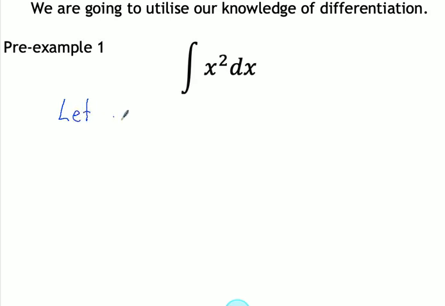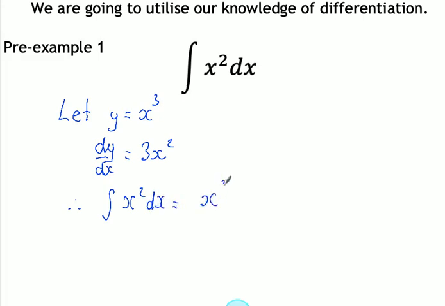So if we set our function equal to x cubed, if I then differentiate that, I get 3x squared, which is not the same. But if I can make the coefficients the same, then it will have done the job for us. So now we can say the integral of x squared with respect to x was x cubed, but I needed to divide by 3 to get the same coefficient.